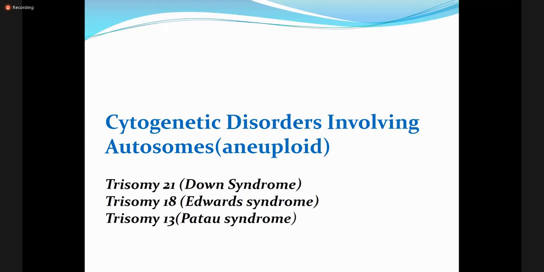So now the cytogenetic disorders involving autosomes, as I explained already, the trisomies and monosomies can involve autosomes, and they can involve sex chromosomes. So here we are discussing the cytogenetic disorders involving autosomes.